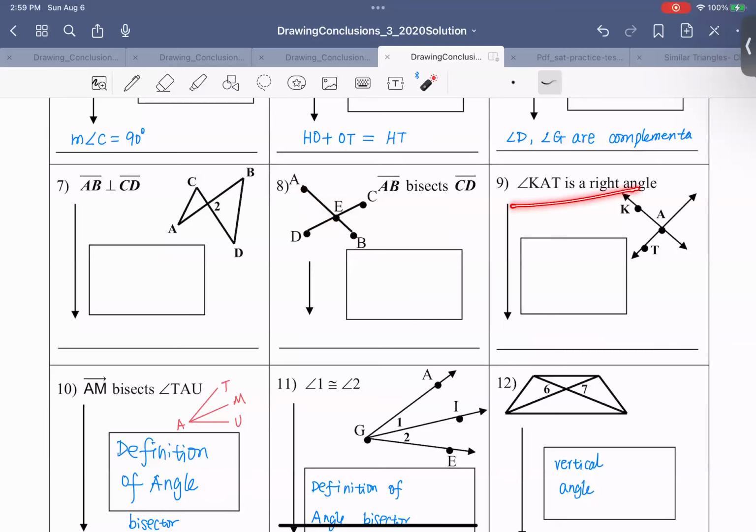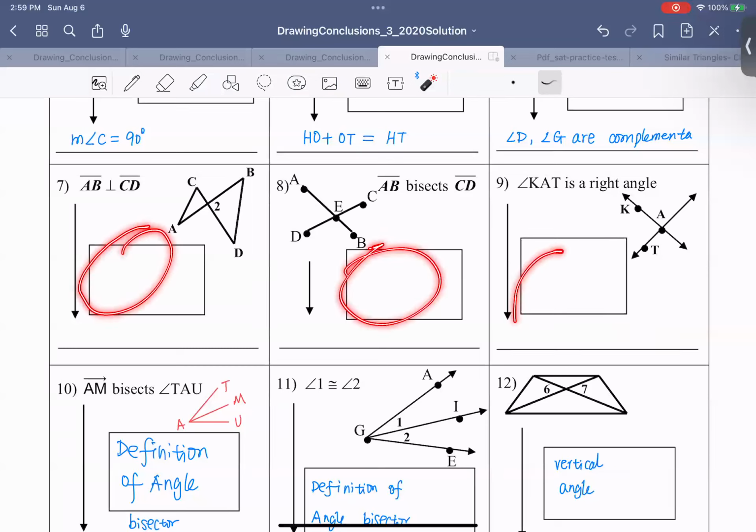Number 9. Angle KAT is a right angle. So you will say this line and this line are perpendicular, because perpendicular lines form a right angle. Yes, exactly. Very good.